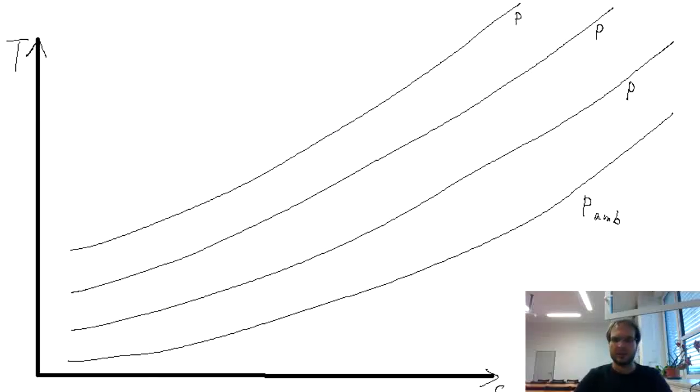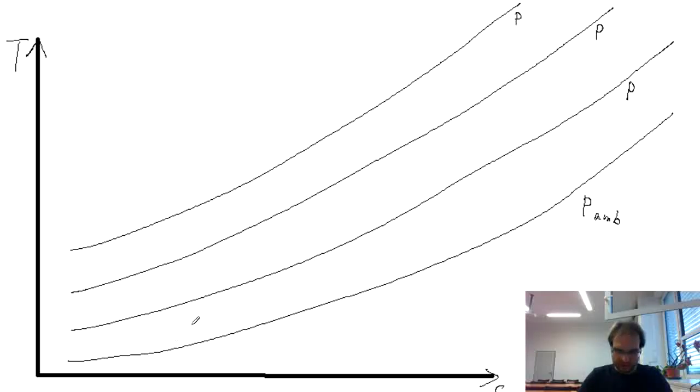Now let's have a look at the cycle in the TS diagram. You can see over here that we have temperature and entropy as the axes, and we have several isobars, where the first one is the isobar of the ambient pressure, and then further isobars at higher pressures.